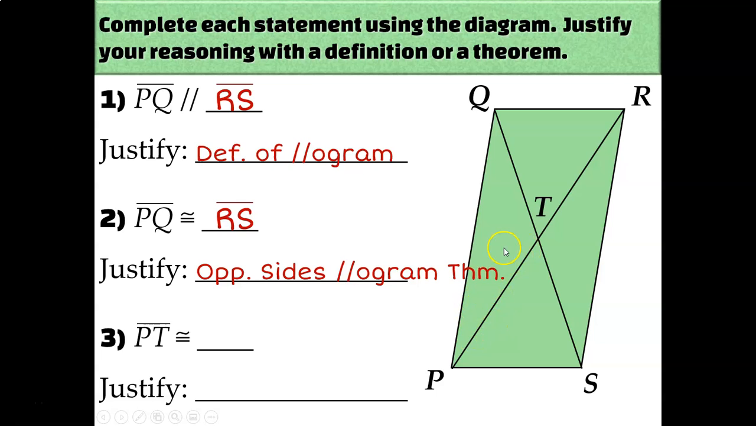And what about PT? That's this little segment right here. It must be congruent to TR because of the diagonals of a parallelogram theorem. We know that this diagonal QS cut this diagonal PR in half, so PT must be congruent to TR.